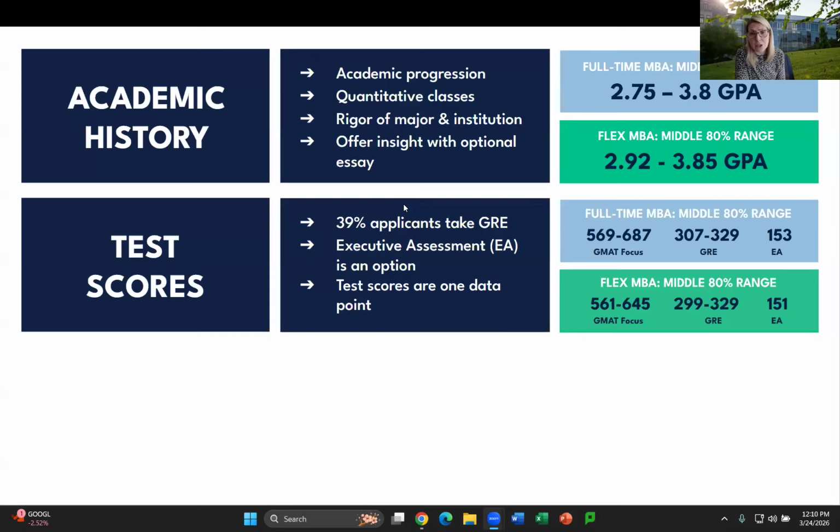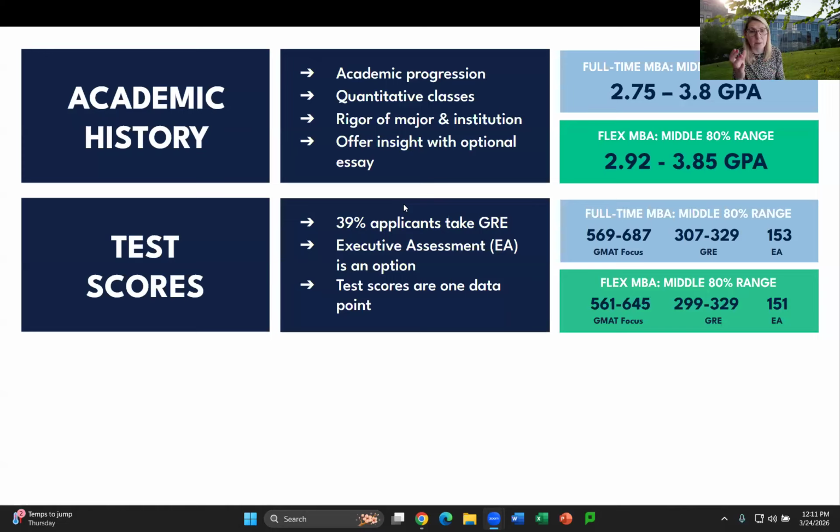Most are still taking the GMAT, now the GMAT Focus. And we do have some folks who choose to take the Executive Assessment. So we accept those three tests: GMAT, GRE, and Executive Assessment. If you don't already have a test selected, I give you the guidance of taking a practice test across two or three of them and see which one you're most naturally inclined towards. I've seen folks perform very differently on one versus another type of test.